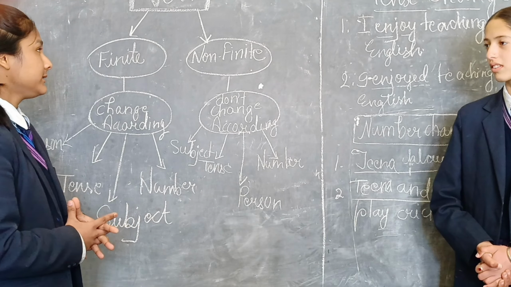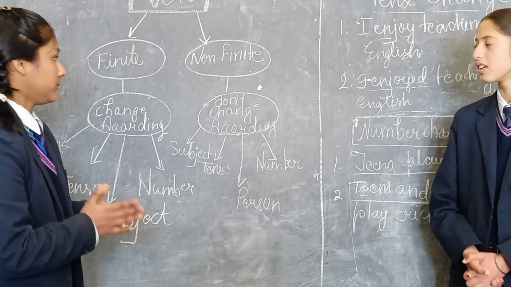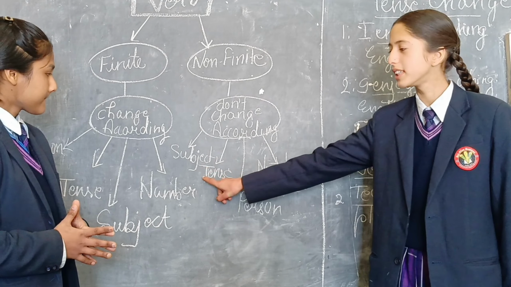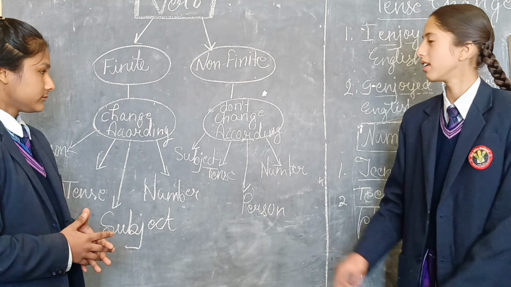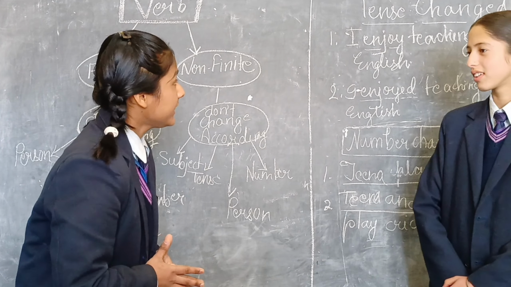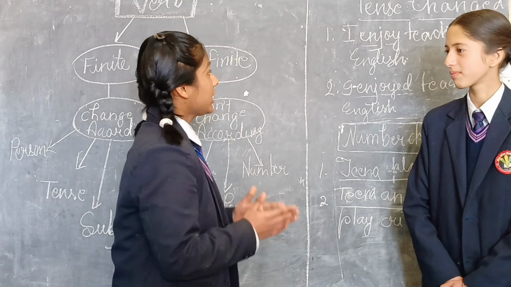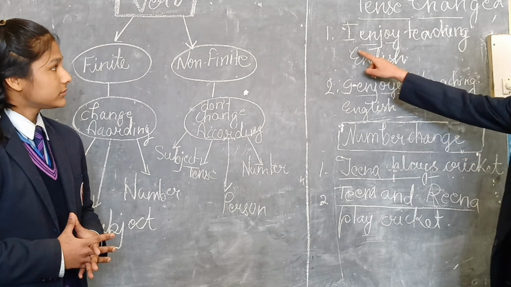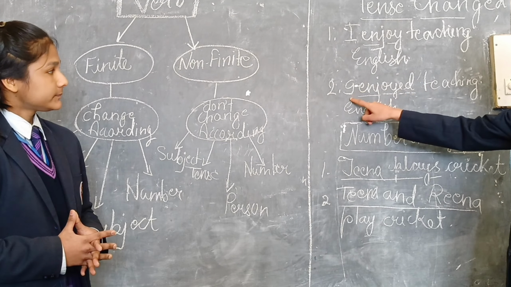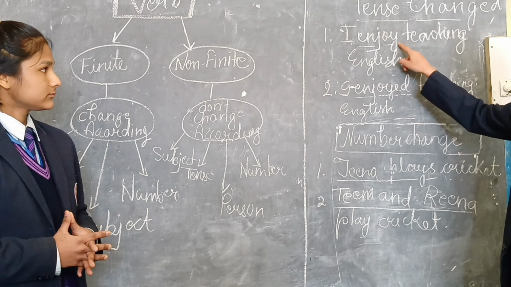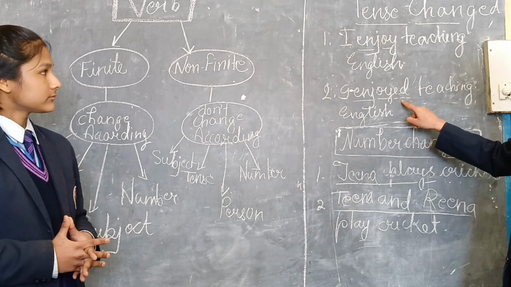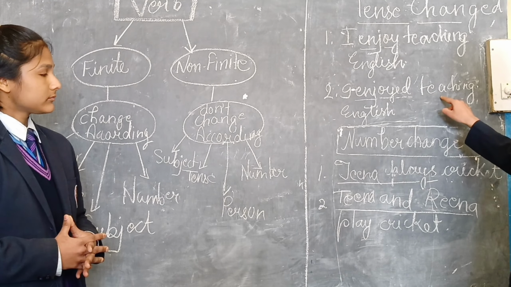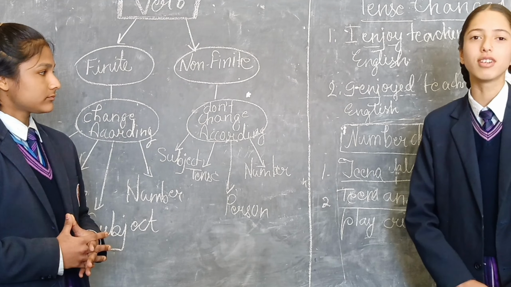And now Vanshika, tell me about non-finite verb. Non-finite verbs are those verbs which don't change according to subject, tense, person and number. Good. So now Vanshika, tell me about the verb change according to tense. The example for tense change is: I enjoy teaching English, and I enjoyed teaching English. Enjoy and enjoyed are changing here, so these are finite verbs, and teaching is the same, so it is a non-finite verb.